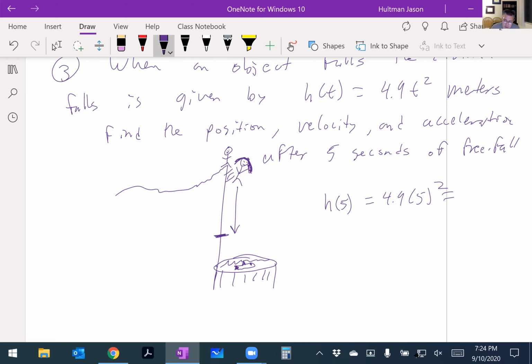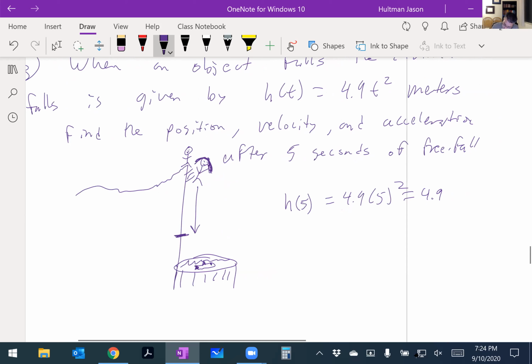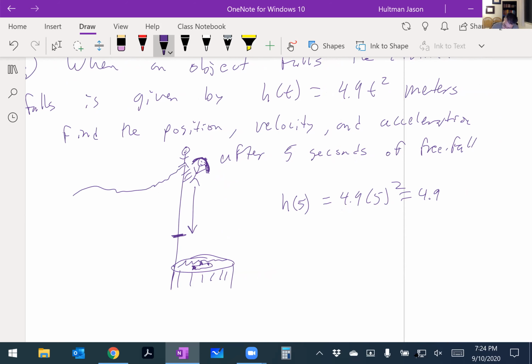So that's going to be about 123 meters, I think. So let's see, 4.9 times 5 squared. Oh, that's times 25. 4.9 times 25 is 122.5 meters.